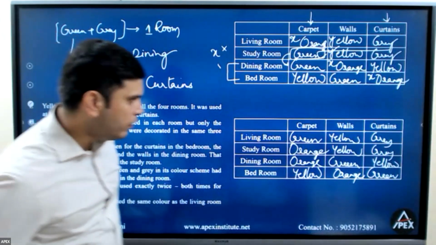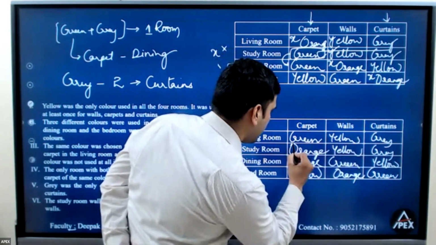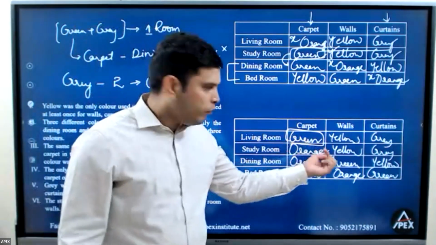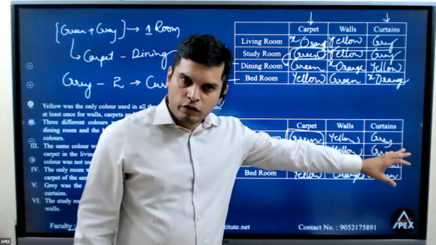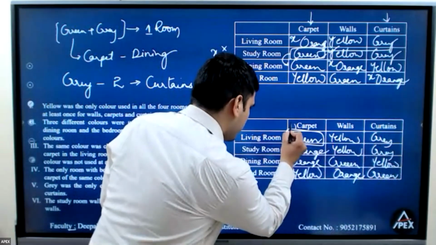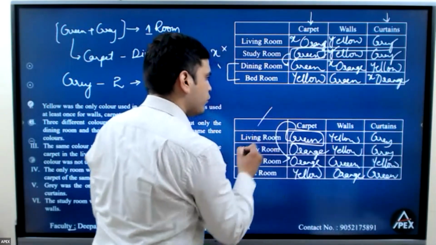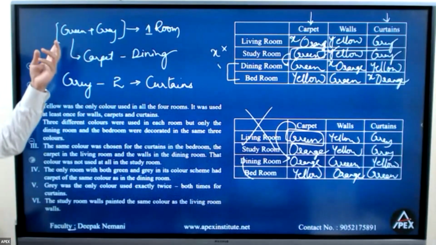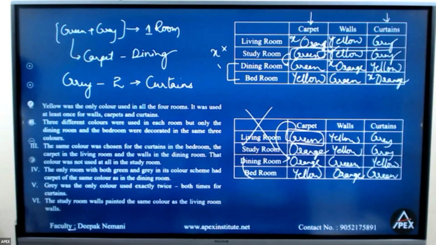Now here, the carpet's color is green in the room where gray and green are used. Now what is the color of the carpet in the dining room? Orange. So this possibility is not satisfying this condition. So you can eliminate that and you can answer all the 4 questions.